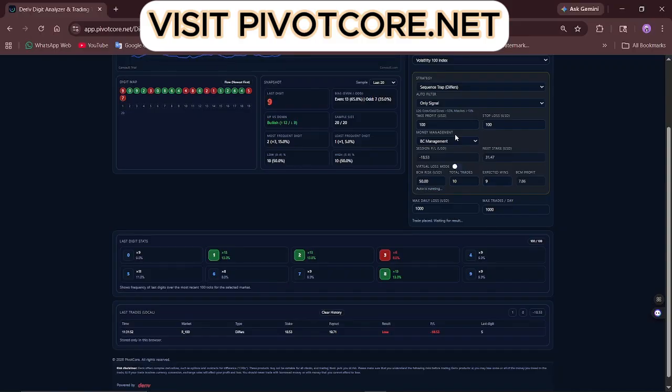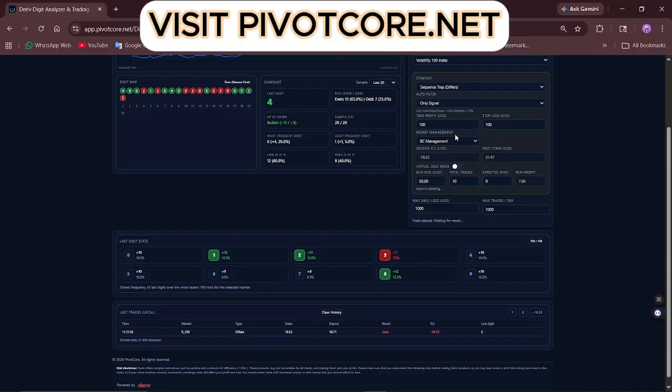Today, we are focusing on the digit differ strategy. For those who might be new, digit differs is a high probability strategy where you predict that the last digit of the price will not be a specific number. The beauty of using PivotCore for this is the execution. Instead of you clicking buttons manually and letting emotions get in the way, the bot follows a strict mathematical logic. We aren't just guessing, we're using the platform's automation to catch the right market ticks.